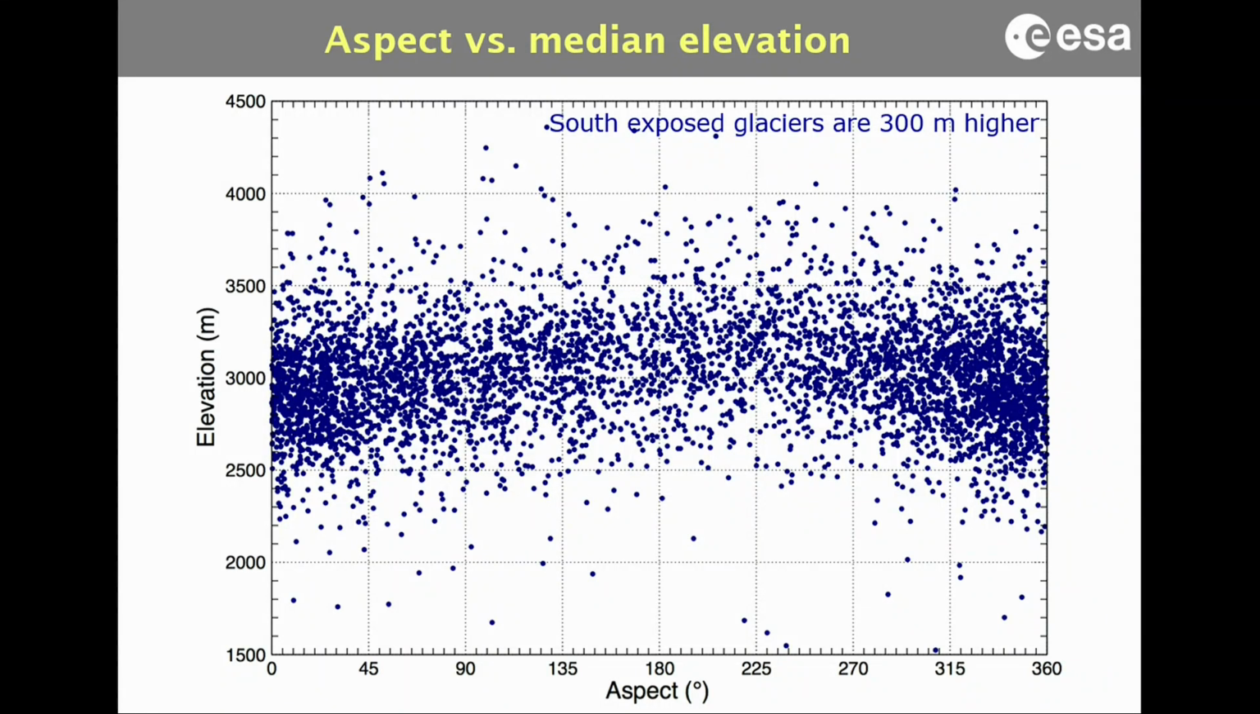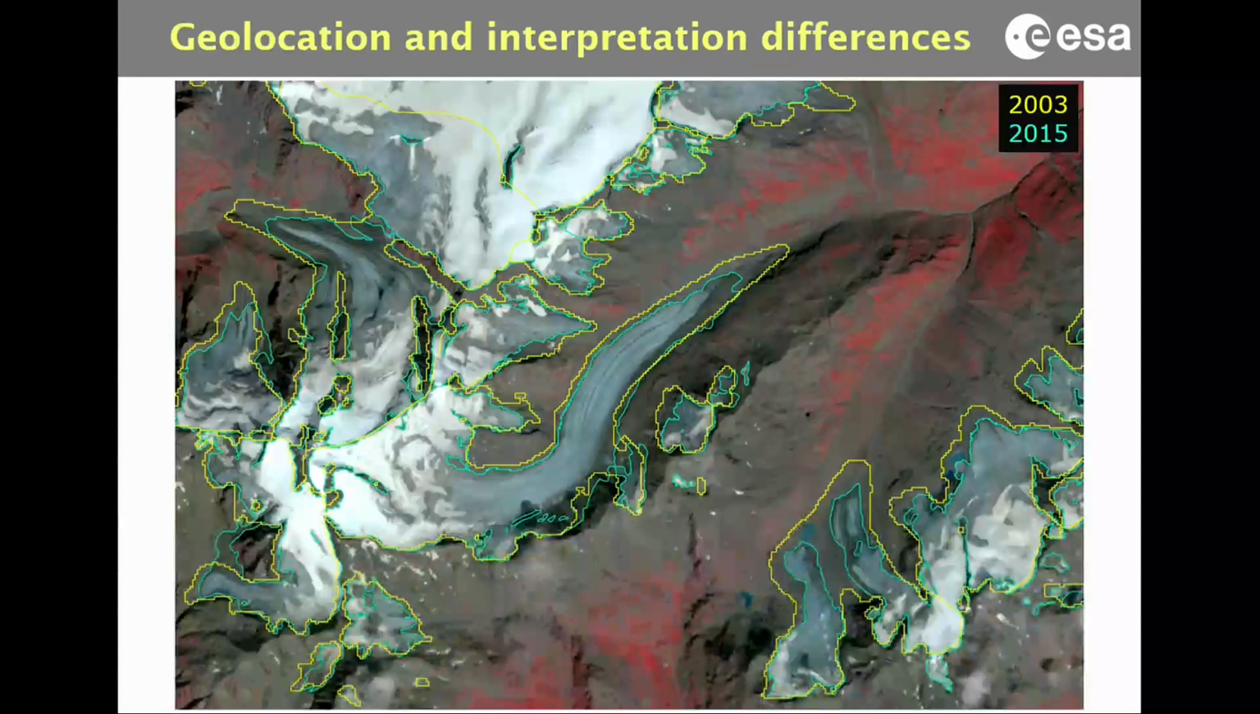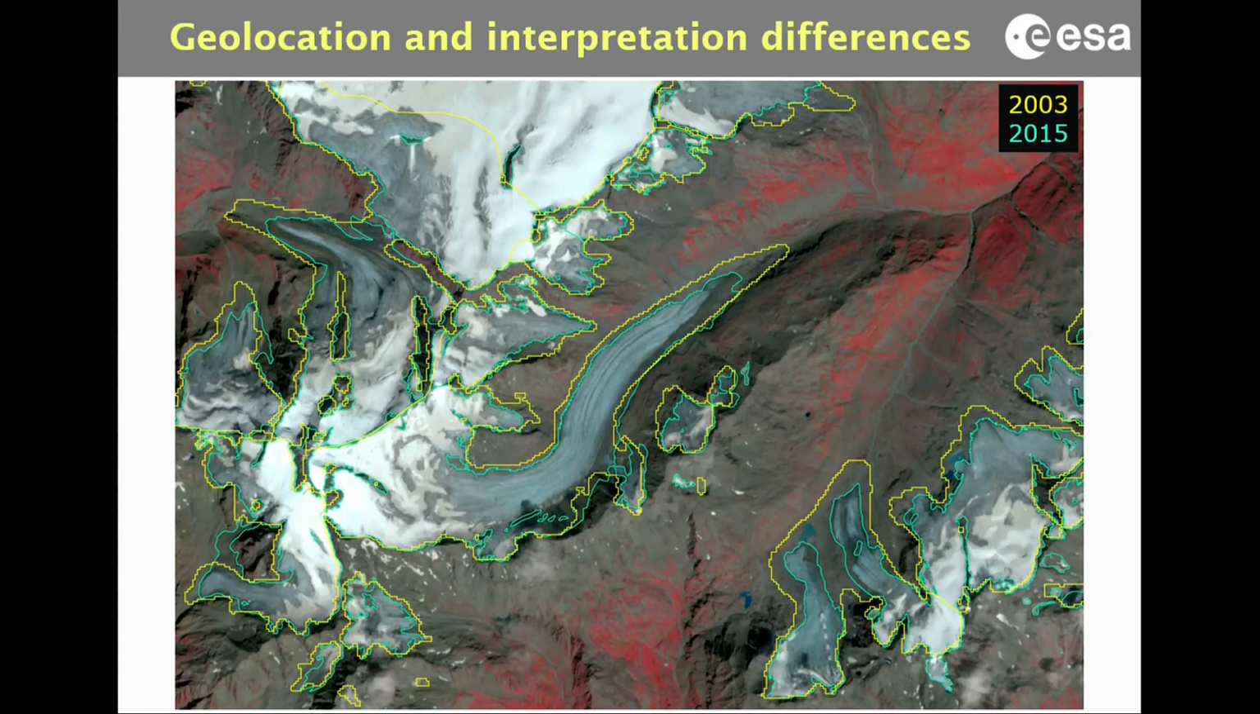Then, of course, you can combine the different attributes. For example, show plots where you have the mean elevation versus the aspect, showing here, for example, that south exposed glaciers are on average 300 meters higher in elevation than those to the north. But of course, there is large scatter due to the precipitation change, and you can put things on top of each other when doing it for 2 points in time to do the change assessment.